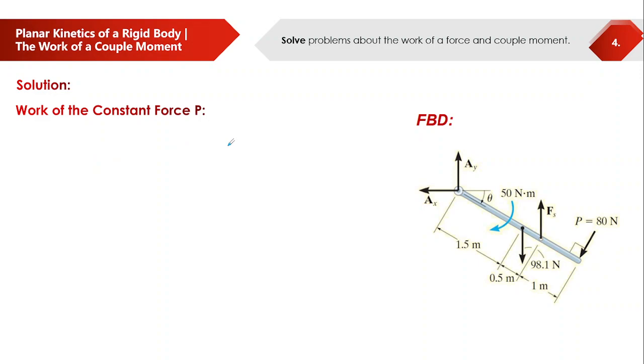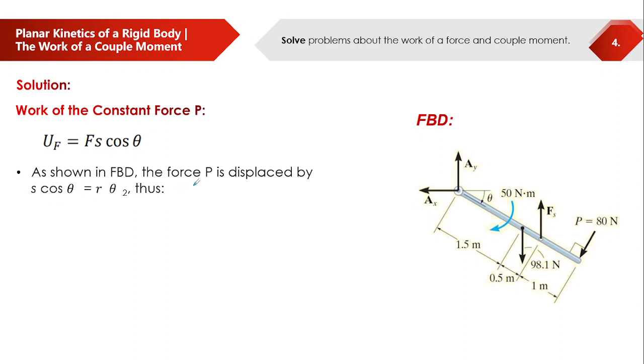So, next is the work of the constant force. Again, natapos na tayo sa couple moment, weight, tsaka yung spring force. And lastly, will be your constant force. Ano ba yung work ng 80 Newton mo? So, that will be U sub F is equal to Fs cosine theta. So, as shown in the FBD, the force P is displaced by s cosine theta, which is equal to r theta sub 2, no?